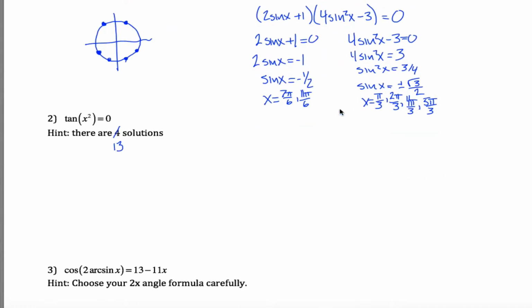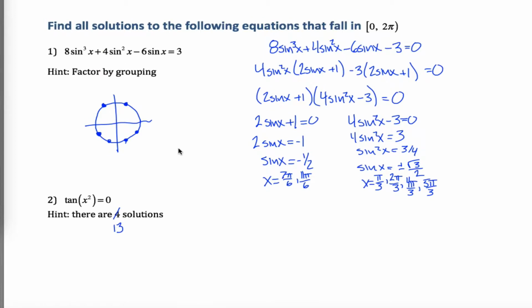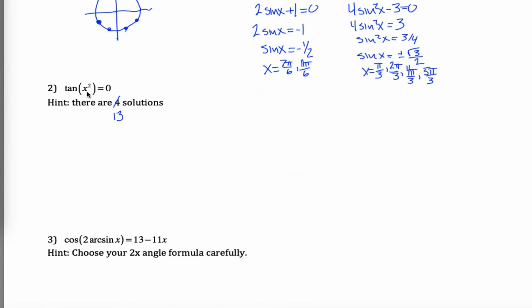And you think that's bad, that's 6 solutions. This one's got 13 solutions, apparently. Okay, now it doesn't look as menacing as this thing did. Tangent of x squared equals 0. It's a little bit more, I don't know, theoretical. You just sort of have to think about this one a little bit. Tangent of something equals 0.